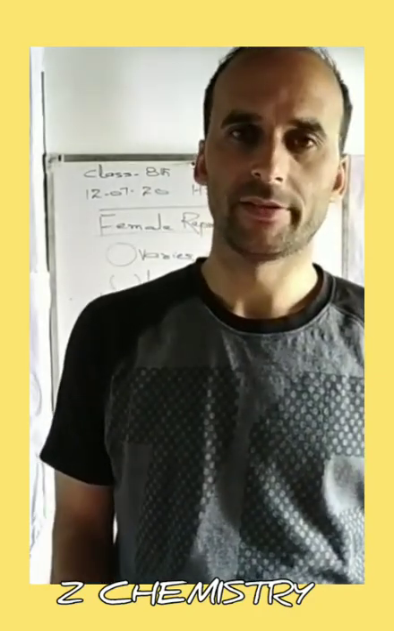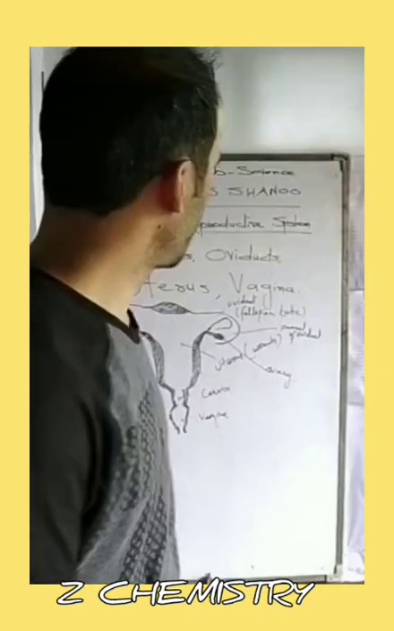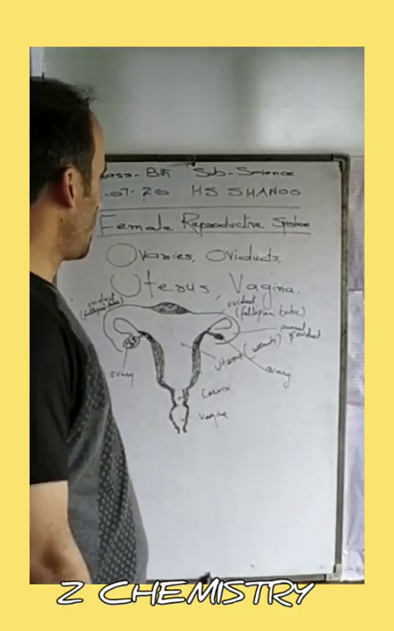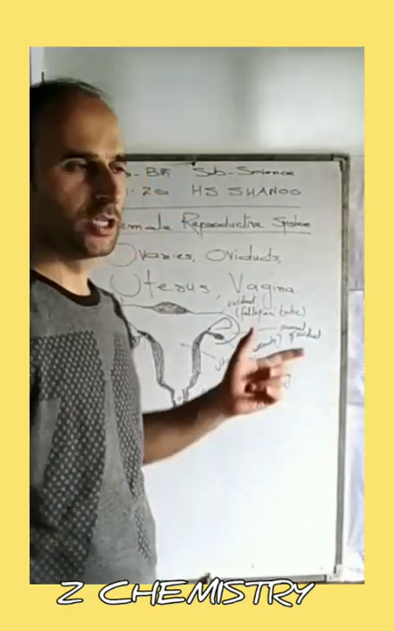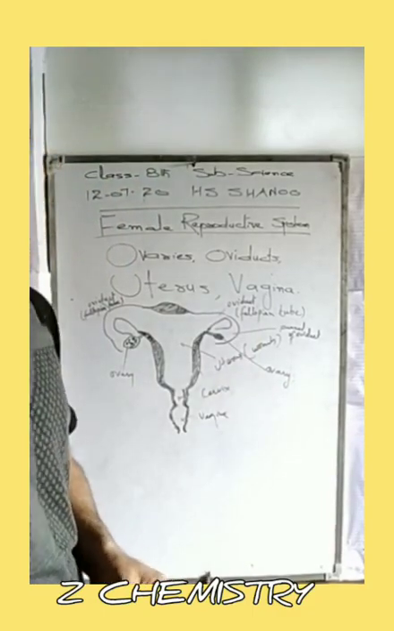Today we are going to discuss the next topic from the chapter. Let's start with our topic. Today's topic is about the female reproductive system. Yesterday we studied the male reproductive system, so today's topic is the female reproductive system.